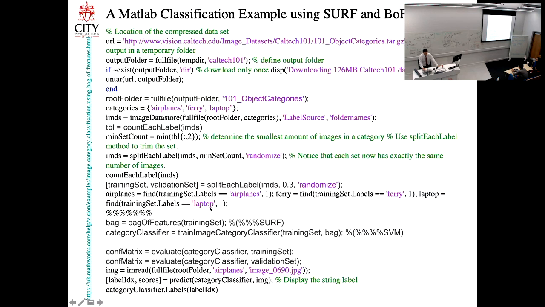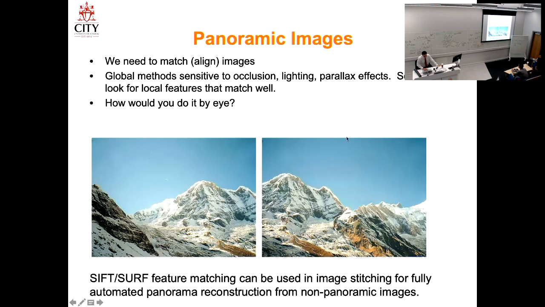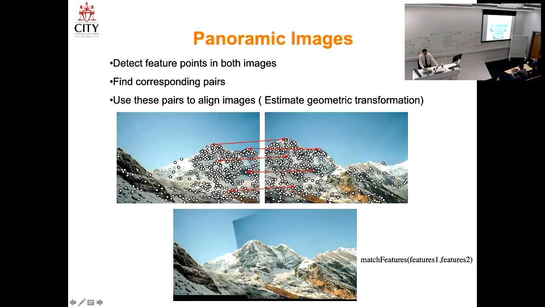Okay? So, for panoramic images, you remember we had this example. We previously couldn't solve it, but now with SIFT and SURF, we can find the points that are matching. And in MATLAB, it's also very simple. It's called match features.